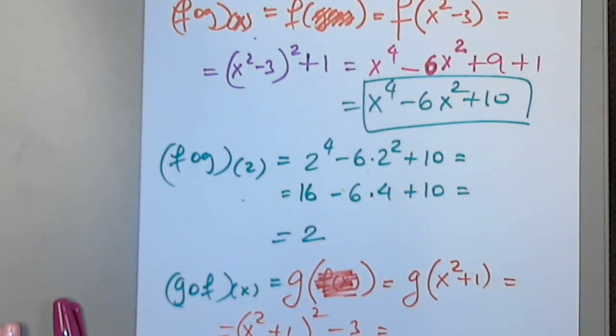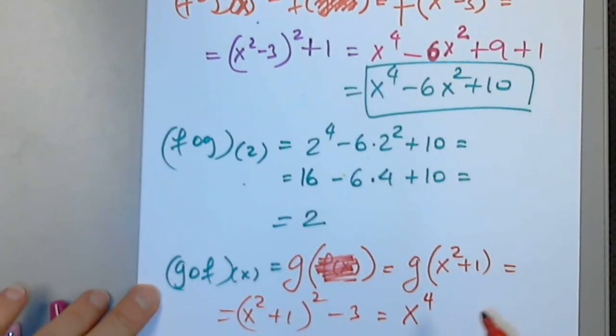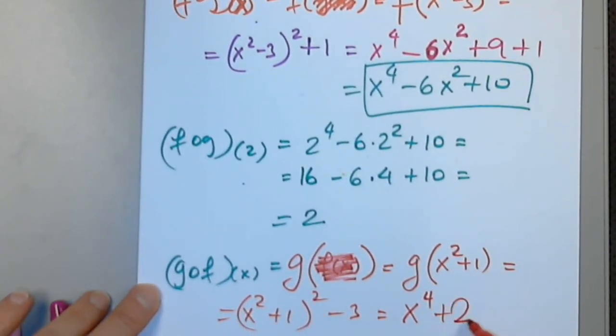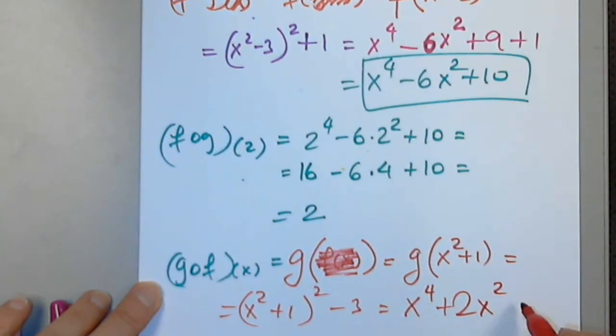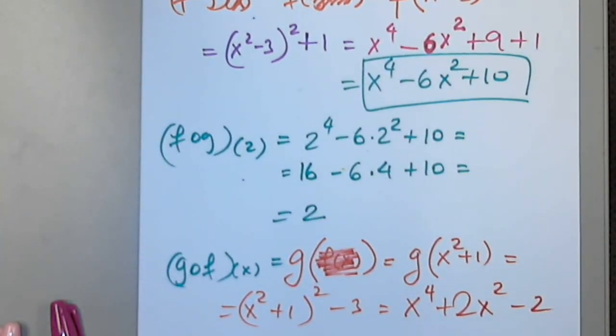We have a contract, so please dictate. x to the 4th. Thank you. Plus 2x squared. Very good. Plus 1 minus 3, I'm going to write it directly, minus 2. Very good. Any questions?